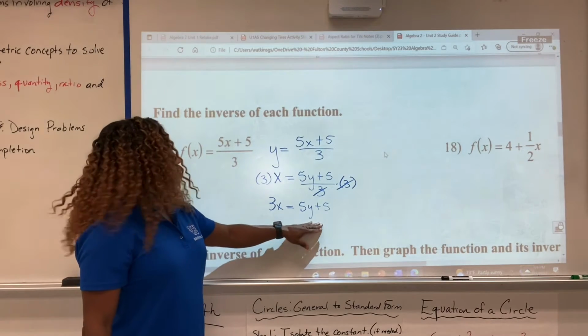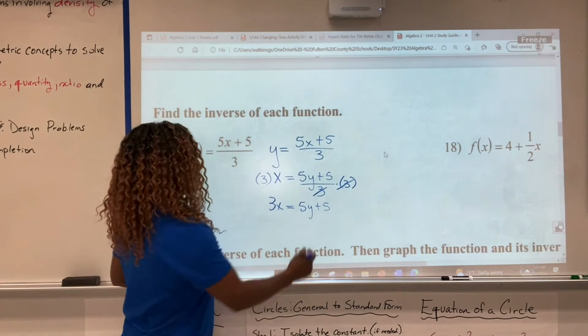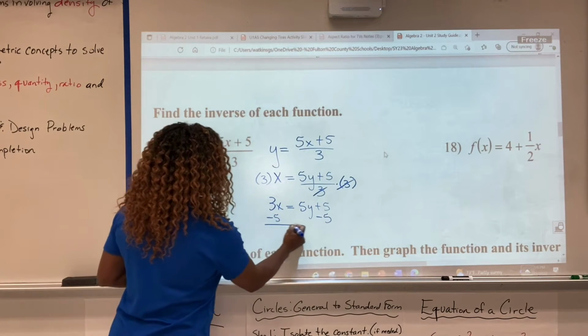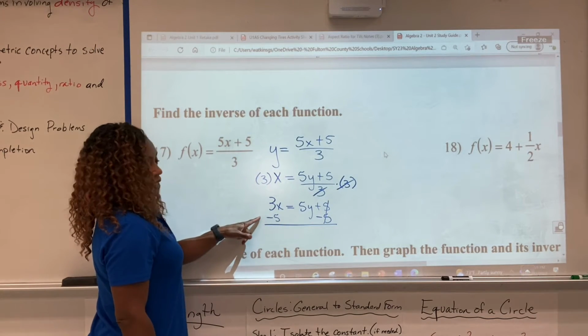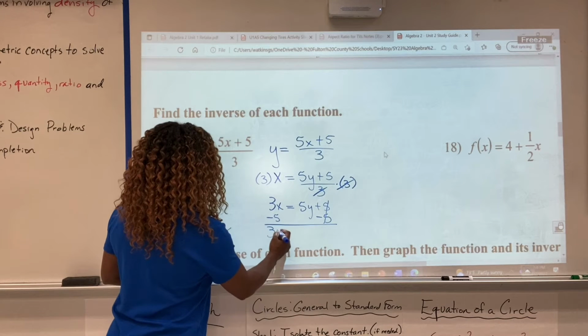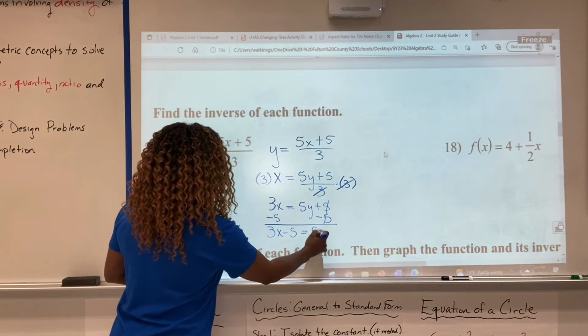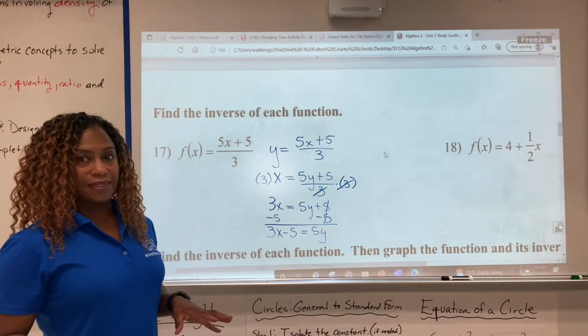We're getting there. Now I need to move my constant. This is a plus 5, so I need to do a minus 5. Whatever I do to one side, I must do to the other. These cancel. I cannot combine 3x and a negative 5, so we just bring them on down. 3x minus 5 is equal to 5y. Okay, we're getting closer to getting the variable y isolated.